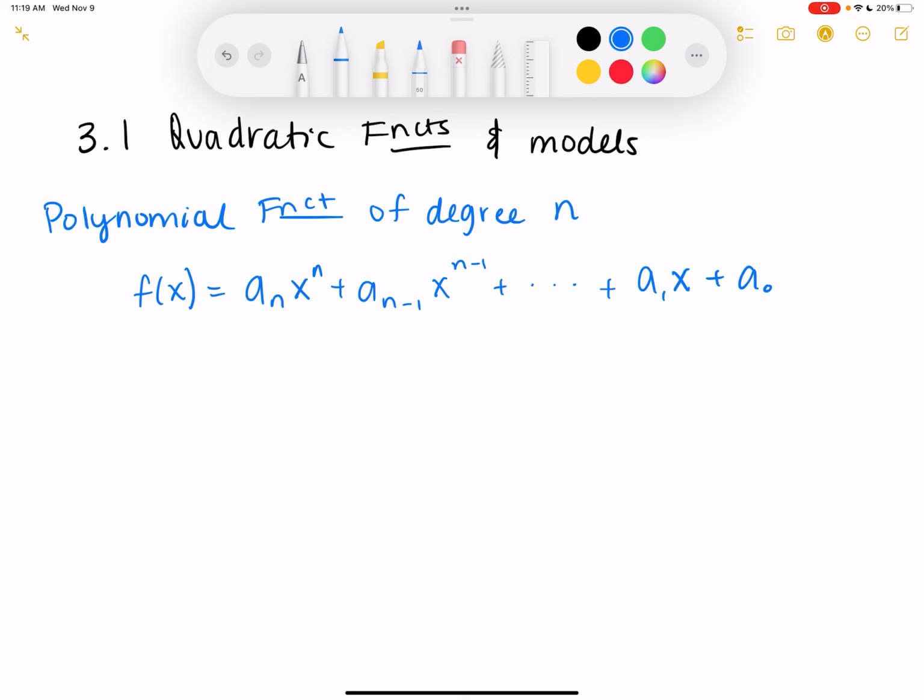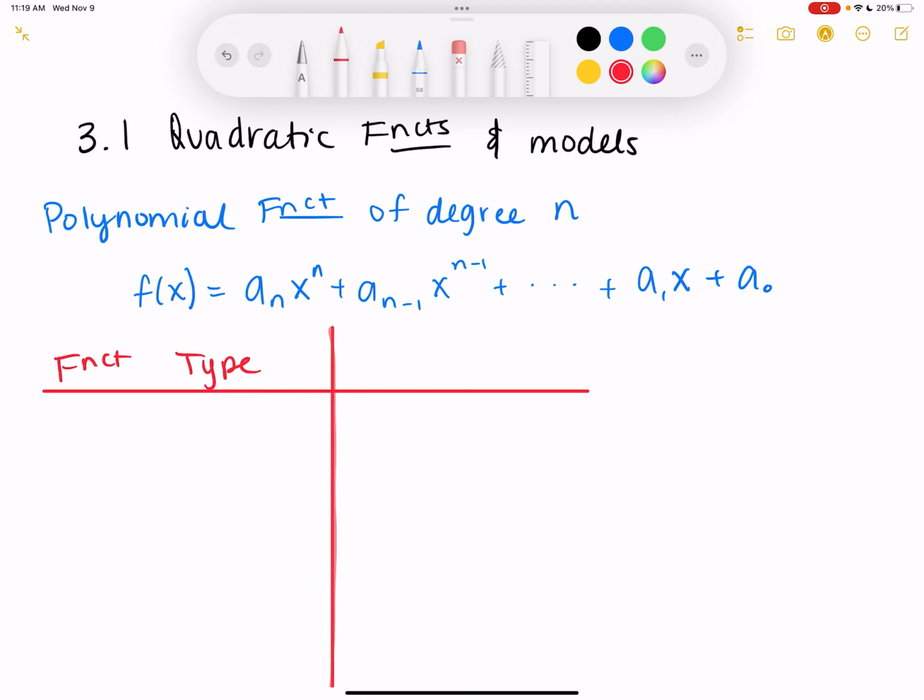Typically, we're dealing with degree either 0 to 4. So I'm just going to write out what the names of those are. It's not really relevant to the actual homework, but it will be relevant later. Basically, whatever the degree is, that's how many zeros there are. So you'll need that later in the chapter. So the function type, and then we're going to have degree n.